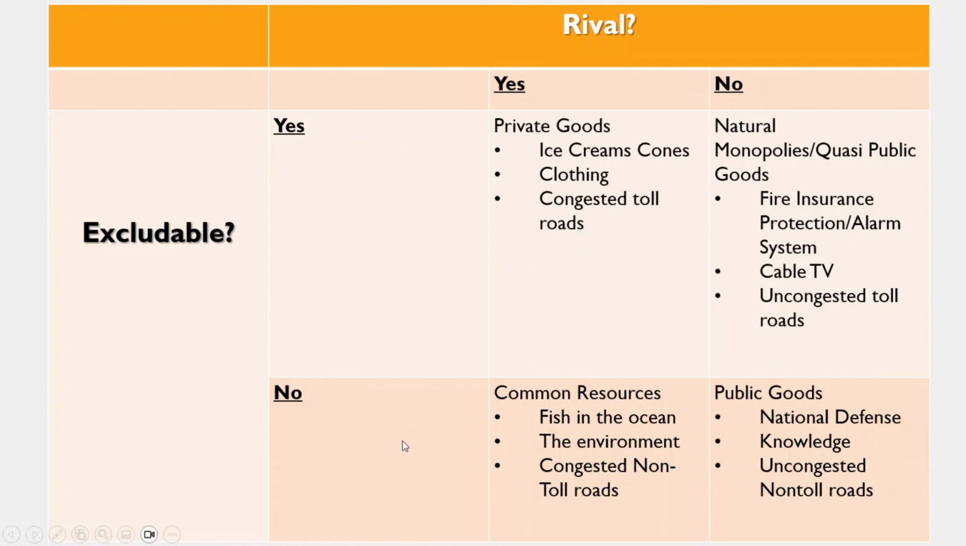The next ones are non-excludable. We have common resources. Common resources are non-excludable, but they are rivalrous because us using it will affect other people. So the environment is non-excludable, but if I cut down a tree in the environment, there's less trees for everybody else. It is rivalrous. Fish in the ocean, a congested non-toll road. Lastly, we have public goods. Public goods are non-excludable and they're non-rivalrous. National defense, knowledge, uncongested non-toll road. I don't pay for this and it's uncongested, so me being in there does not affect anybody else.